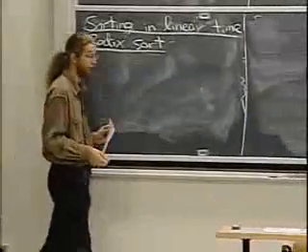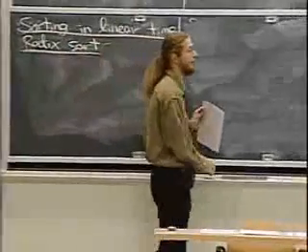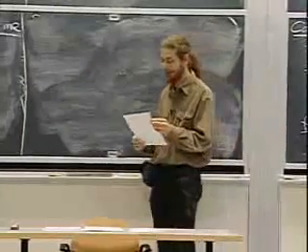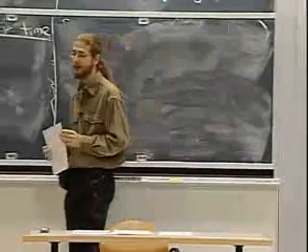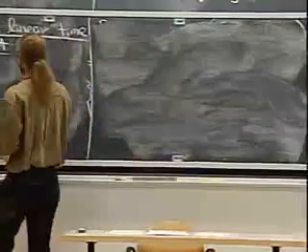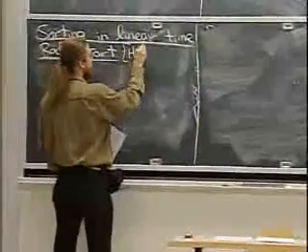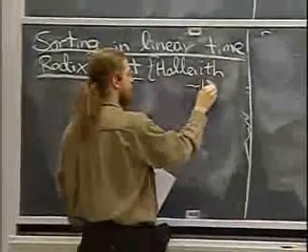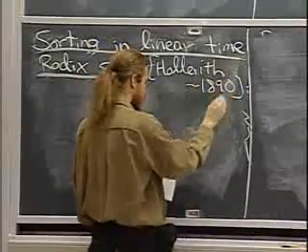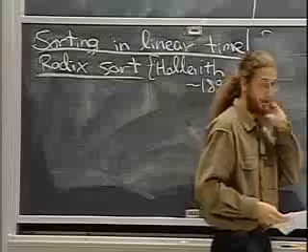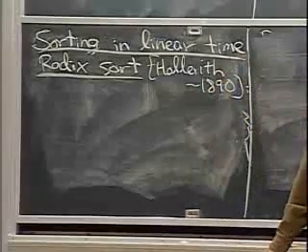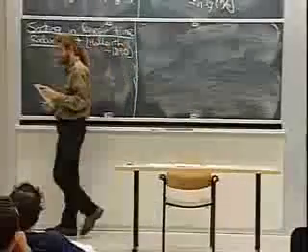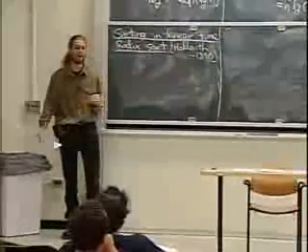This is one of the oldest sorting algorithms. It's probably the oldest implemented sorting algorithm. It was implemented around 1890. This is Hermann Hollerith, around 1890. Has anyone heard of Hollerith before? A couple people, not too many. Okay, he's sort of an important guy. He was a lecturer at MIT at some point.